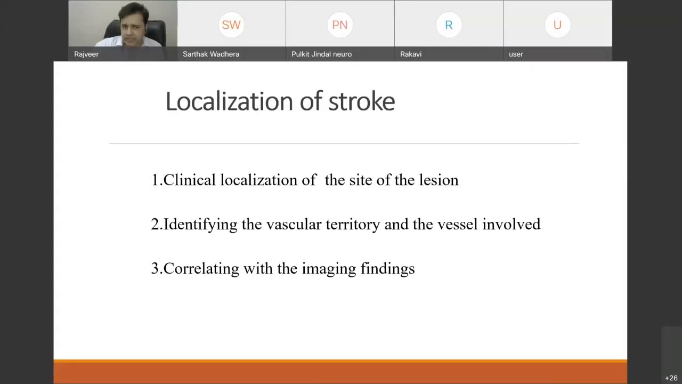So, what are the three steps in localization of stroke? First is clinical localization of the site of the lesion. You have to localize clinically whether it is a left sided stroke or right sided stroke, and whether it is involving anterior circulation or posterior circulation. Then second is to identify the vascular territory, which artery you are suspecting, which area you are suspecting, like ACA, MCA, or ICA territory or PCA, and then correlate these two with the imaging finding.